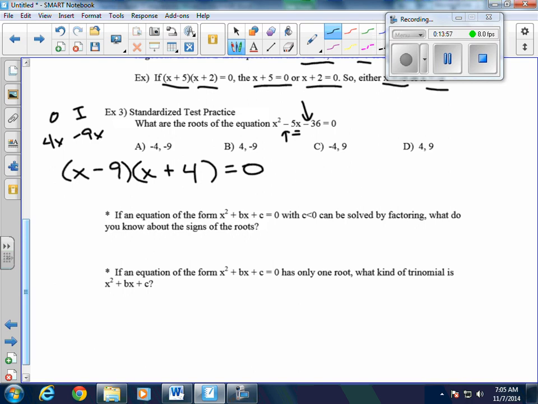So I have x minus 9 times x plus 4 equals 0. So that tells us that either x minus 9 has to equal 0 or x plus 4 has to equal 0. Because one of those two has to be 0 if we're going to get an answer of 0. So if I add 9 to both sides in this one, it's 9. If I subtract 4 from both sides in this one, it's negative 4. So my answers are 9 and negative 4. So it is C.